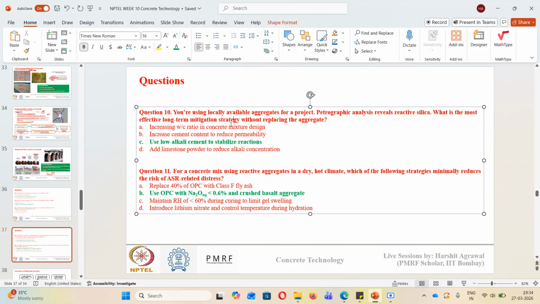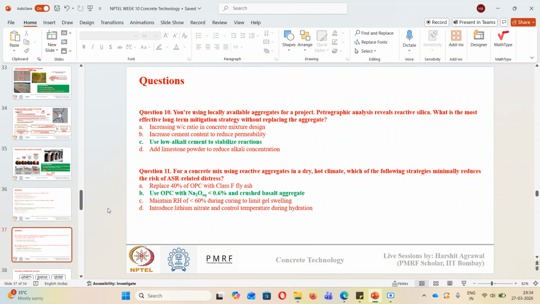In the other one, they have again said the same thing about reactive aggregates, but not directly. They have told that aggregates contain reactive silica. Okay, what is the strategy to use? So in both cases, the answer will be the same: using low alkali cement or any measure which can prevent alkali silica reaction. So this was just to show you how case studies can be framed in exams for checking the theoretical knowledge that you got from the concepts.